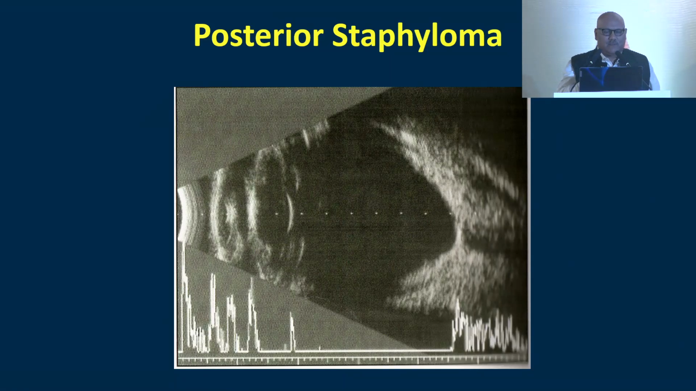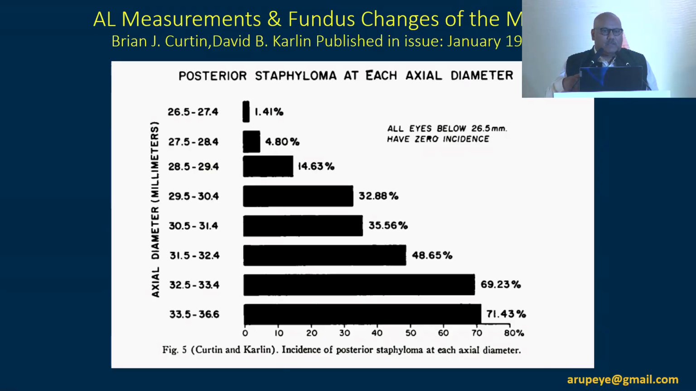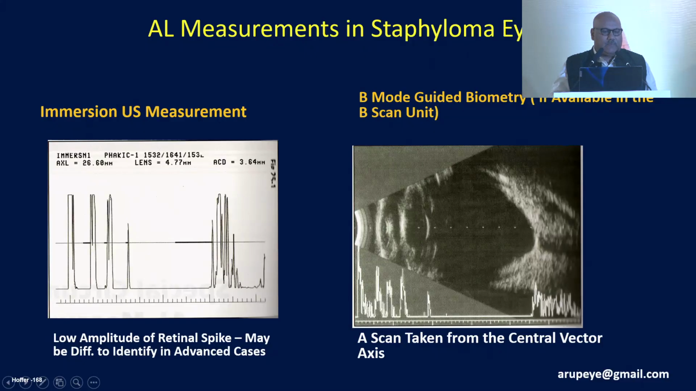So in myopic patients, the most common problem that you encounter is a posterior staphyloma, as you see here, and many a time the fovea may not lie at the pit of the staphyloma; it may be lying on the wall. So how common is posterior staphyloma? If you see this particular study, as the axial length increases to 33.5 and beyond, the staphyloma is seen in 71.43% of all the patients. So it is quite a significant problem.